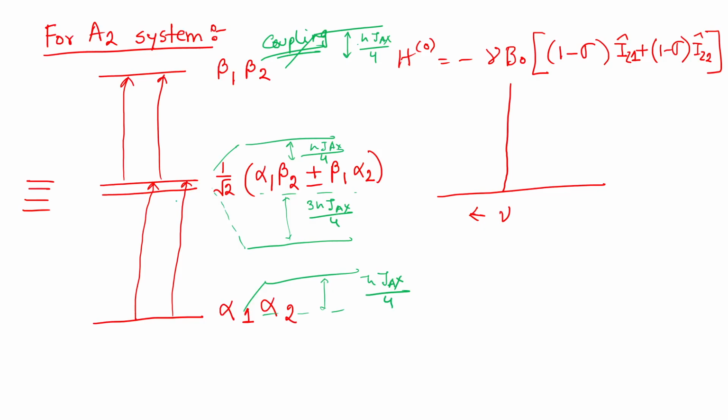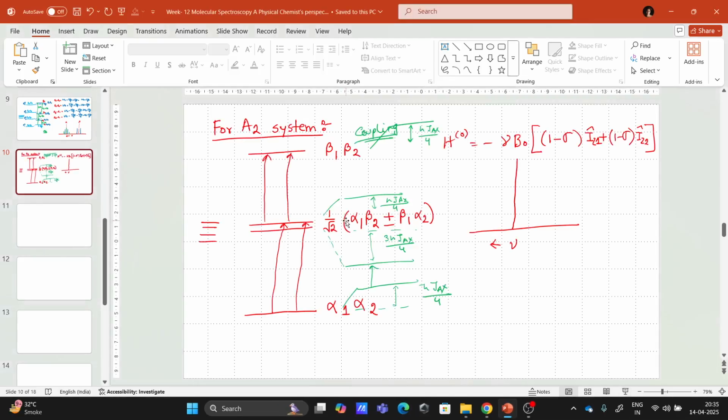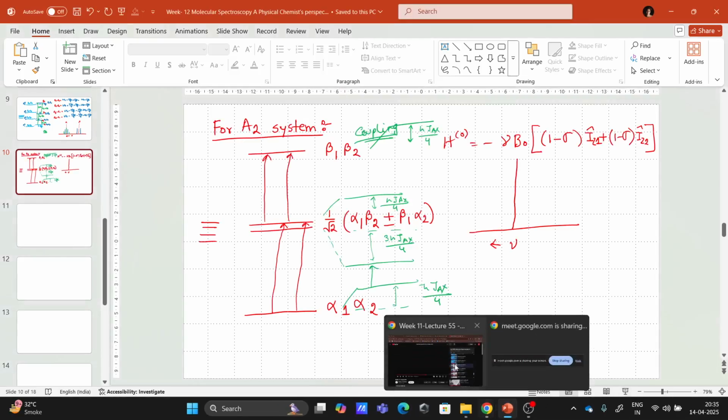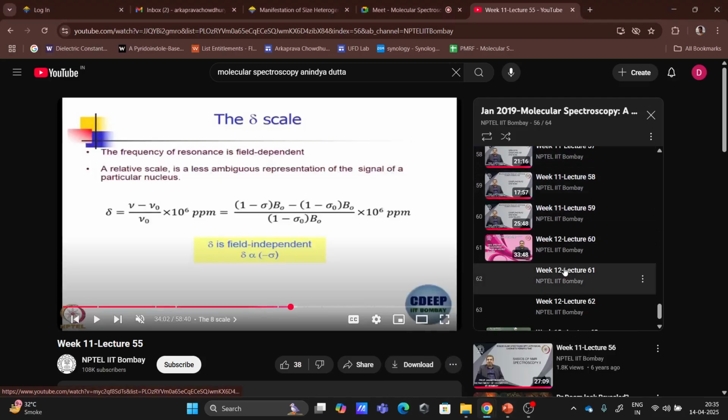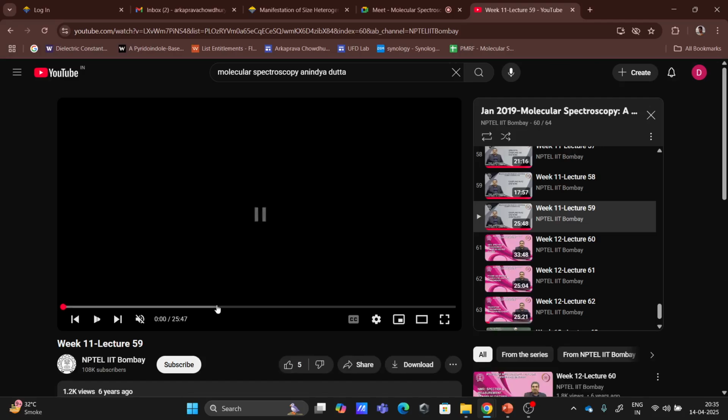Now when you see the transitions, you work out these energies, and then you are going to see that the splitting is there, but the difference is again the same. Maybe we can go to Datta's lectures, the last one.